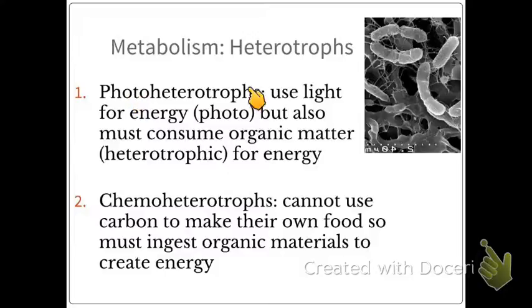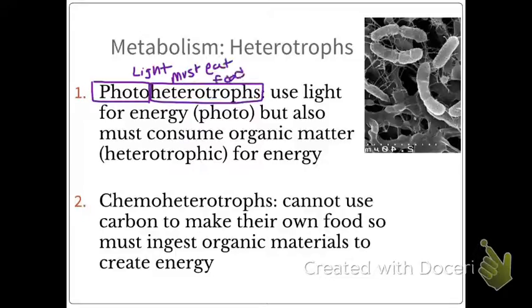So photo is sunlight, so it uses light for energy. Hetero is opposite or different, and troph is to eat. And so it just means that it needs to eat something else in order to get energy. It's not going to create its own energy.